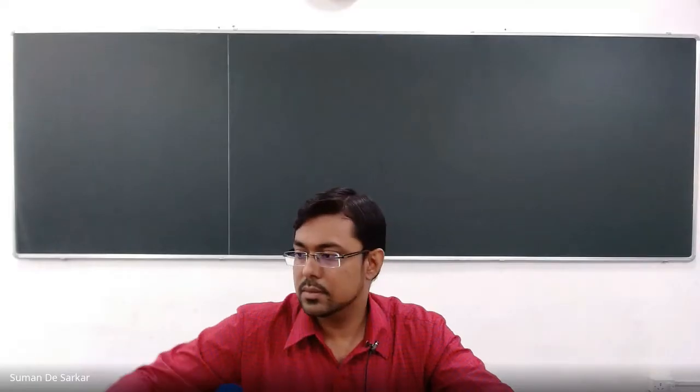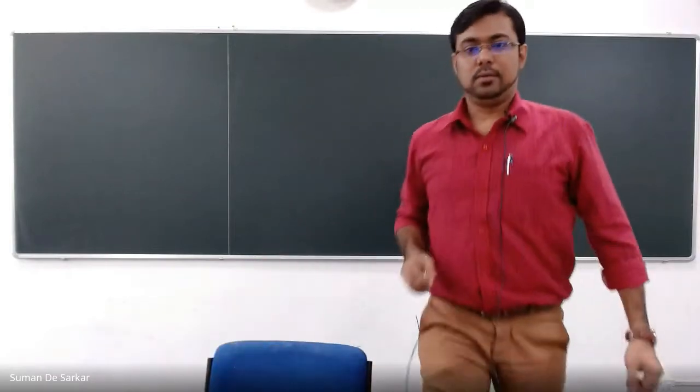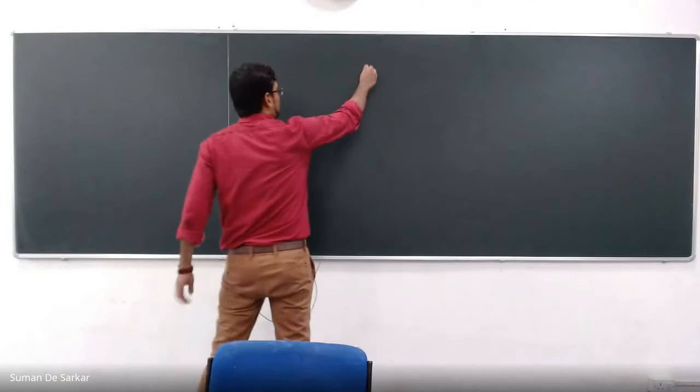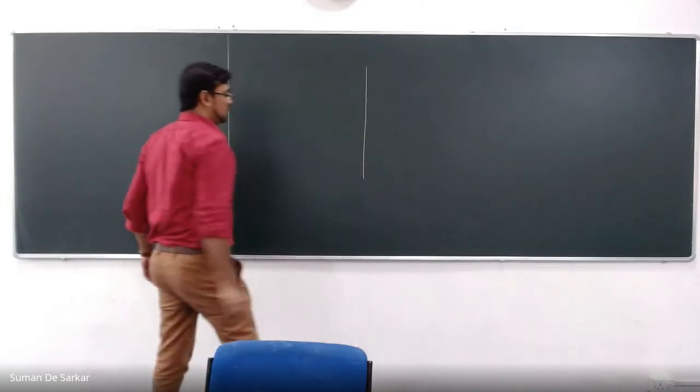Draw the Fischer projection with OH on the right side. Yeah, better to draw the molecule. So you said it's 5 carbons and it's a Fischer projection. How many stereo centers? Sir, that is the question. First, can I tell the molecule?